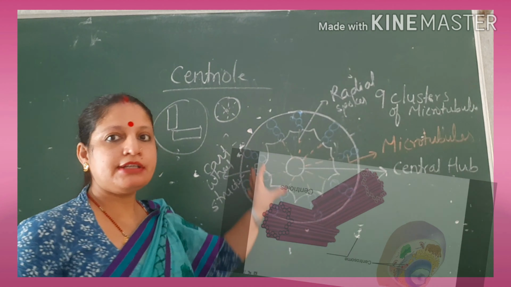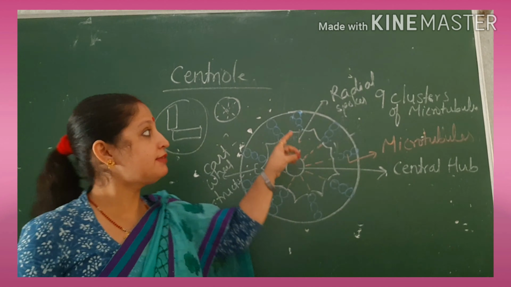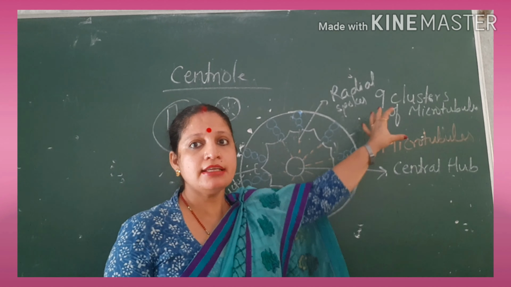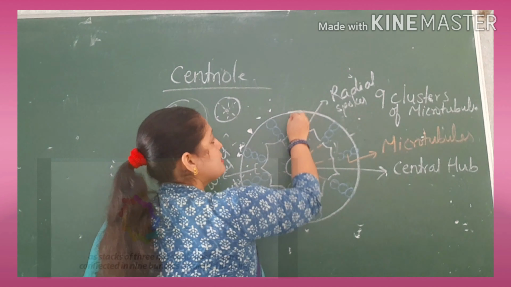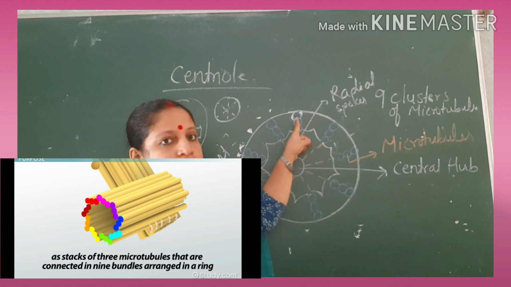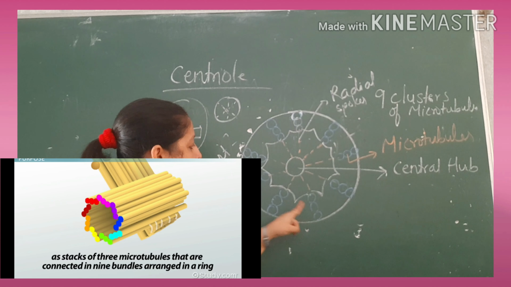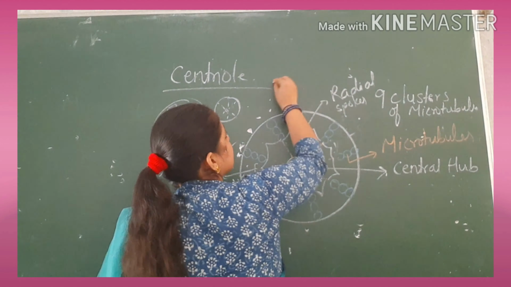Now here I have drawn the diagram of the centriole. In short form we draw the diagram like this, but actually this is the front view only. Mainly it is made up of microtubules, in 9 clusters. 9 clusters of microtubules are present, and in each cluster there are 3 microtubules. So you can count the number: 1, 2, 3, 4, 5, 6, 7, 8, and 9. So 9 clusters are here, and in each cluster 3 microtubules. So microtubules are structured like this.